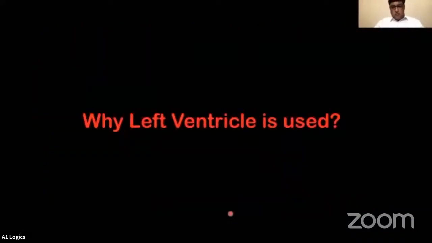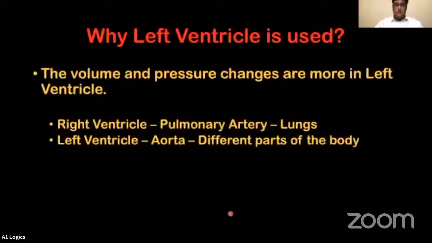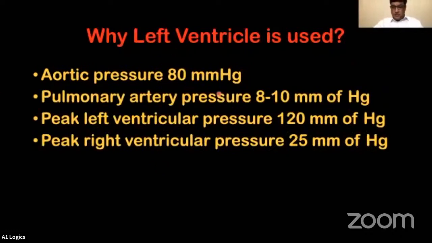Now, if you see the graph, the pressure volume loop, only the left ventricle has been used. The question is, why is the left ventricle being used? The volume and pressure changes are greater in the left ventricle. The right ventricle has to pump blood through the pulmonary artery to the lungs, which is much easier, with less resistance. Whereas the left ventricle has to pump blood through the aorta; first it has to create a pressure at which the aortic valve opens, and then it pumps blood to the different parts of the body. So the aortic pressure is about 80 millimeters of mercury, whereas the pulmonary artery pressure is about 8 to 10 millimeters of mercury.